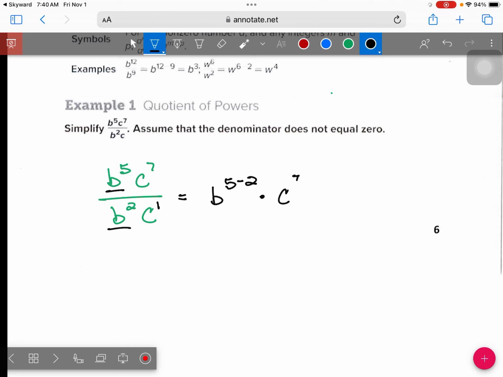C to the 7th. And we are dividing by that same base of C, so I am going to subtract the exponents. So if I simplify this, I get B to the 3rd times C to the 6th. And that is your final answer.